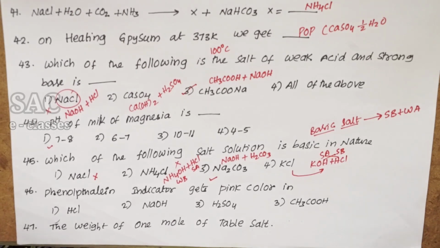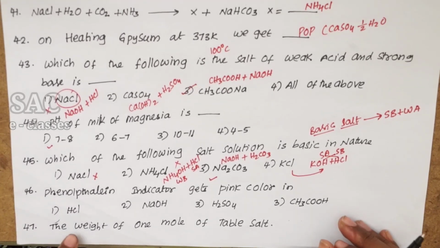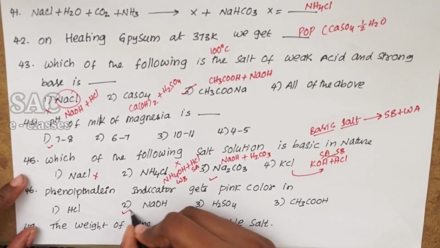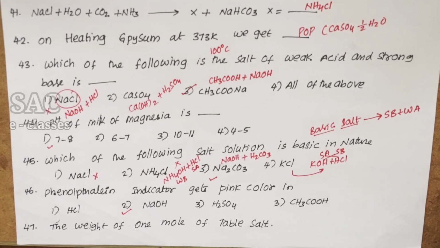Phenolphthalein indicator gets pink color in which medium? Usually phenolphthalein gives the pink color in basic medium. Maybe you get confused, but observe that all options are acids except the second option. So NaOH is the basic medium, where phenolphthalein gets pink color.